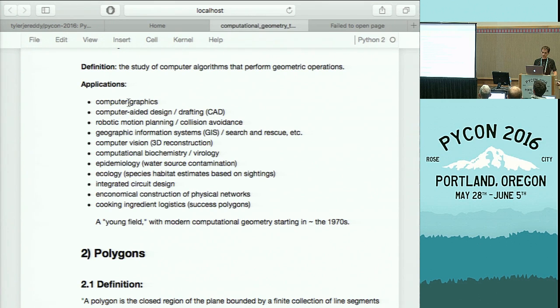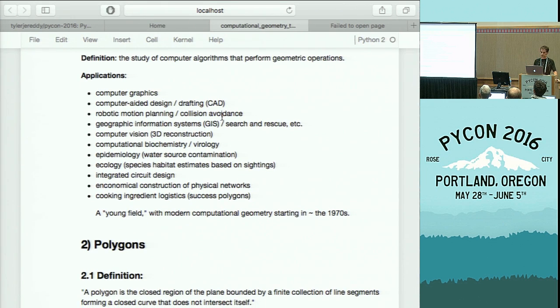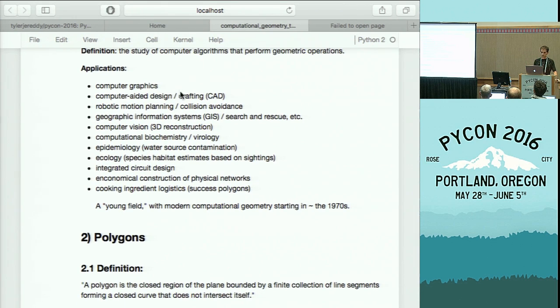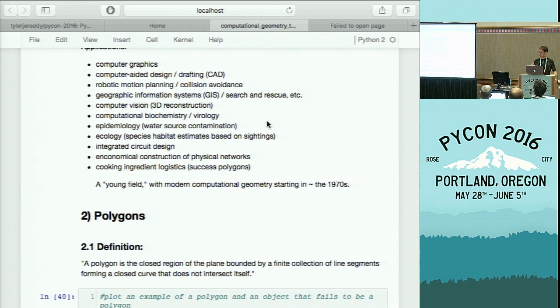So computer graphics, not just gaming, but also scientific visualization. It's very important for what I do in computational biochemistry. Computer-aided design and drafting, so this is a really big one in industry. There's entire classes on using CAD, and a lot of that is based on fundamental computational geometry. Robot motion planning, especially collision avoidance, if you want to find the shortest path around a very complicated obstacle, that can often be done using computational geometry.